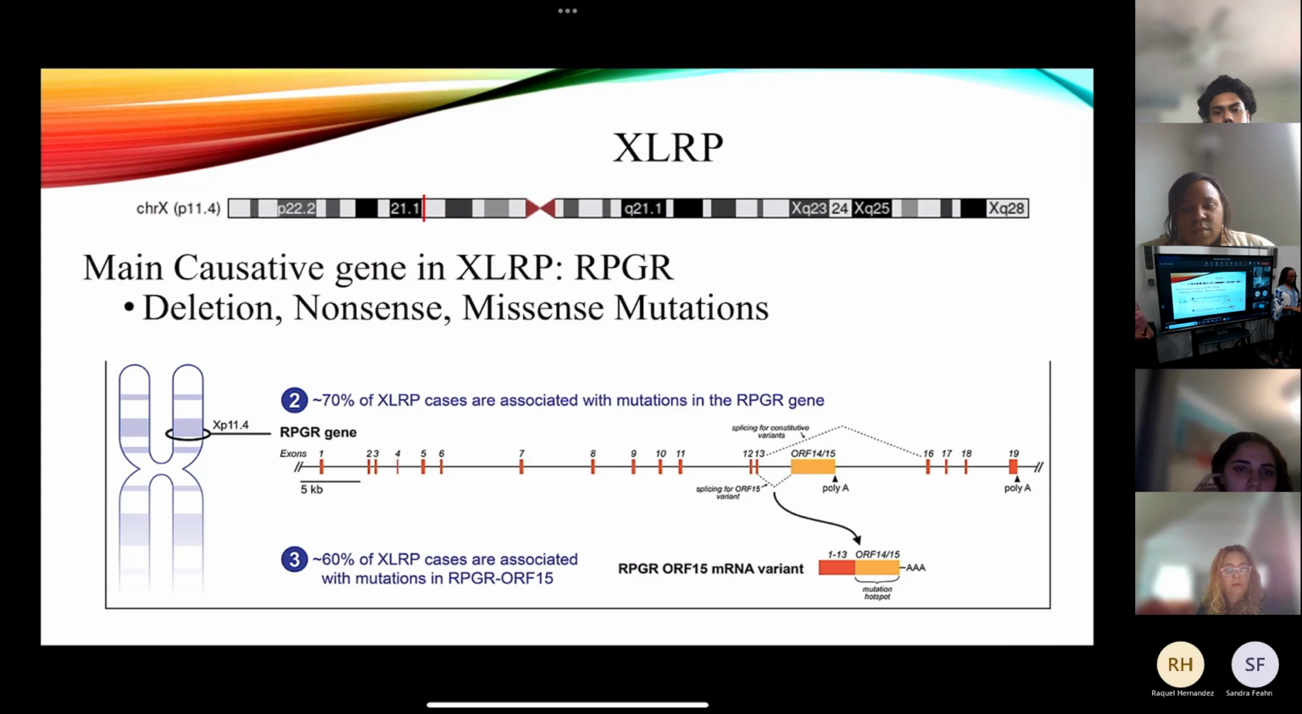So when there is a deletion, nonsense or missense mutation in the RPGR gene, it causes alternate splicing of the open reading frame 15 in the gene. This causes the RPGR ORF15 mRNA variant. So this affects how it is expressed in the photoreceptors and how it is expressed through the retina cells.